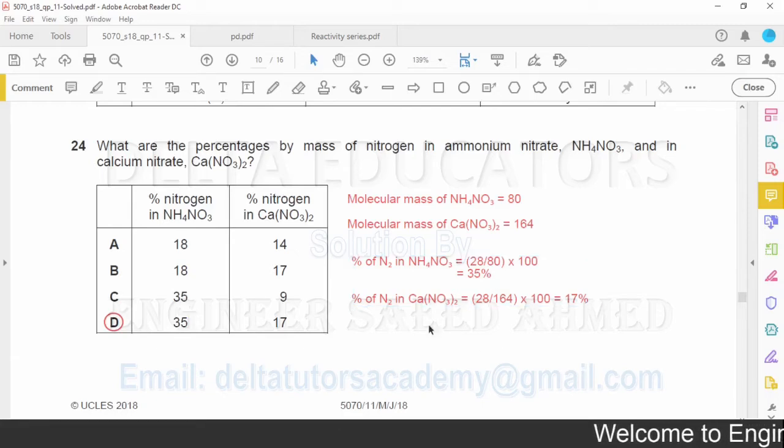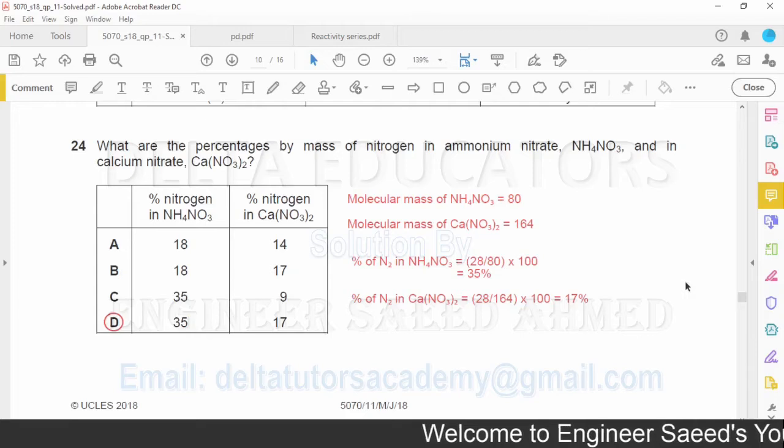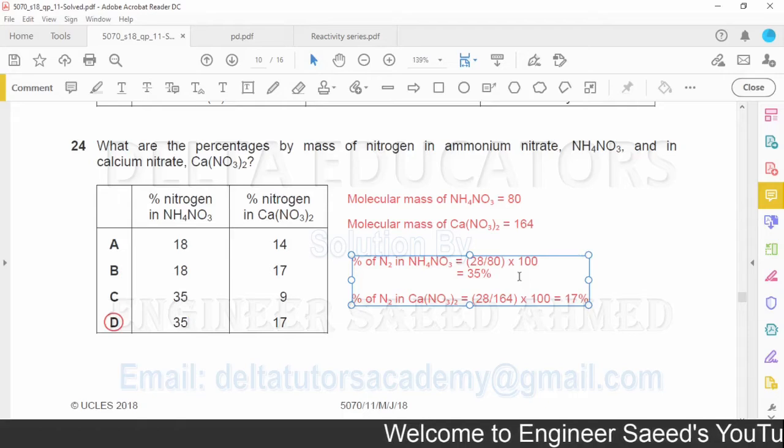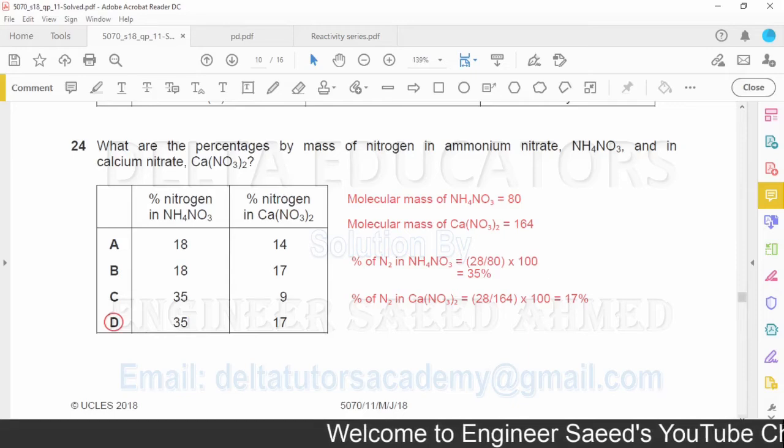In the same way, we calculate the percentage of nitrogen in calcium nitrate. Here again, the total number of atoms of nitrogen is 2. So the mass of nitrogen in calcium nitrate is 28 and the molecular mass of calcium nitrate is 164. So we divide 28 by 164 and multiply by 100, and we got the answer 17%. So nitrogen in ammonium nitrate is 35% and nitrogen in calcium nitrate is 17%, that is given in option D. So the correct option is option D.